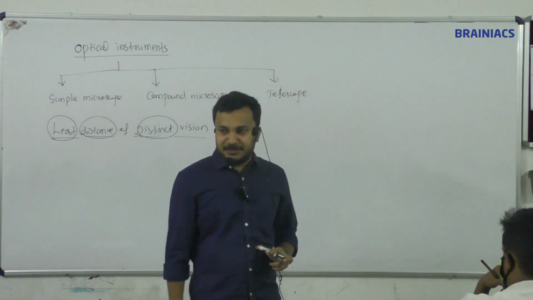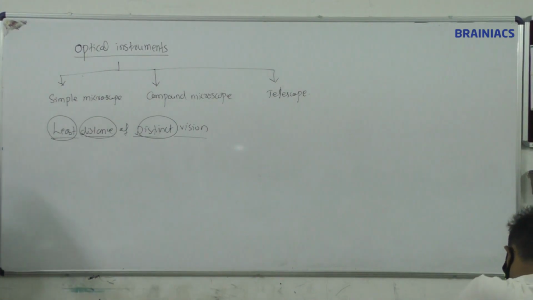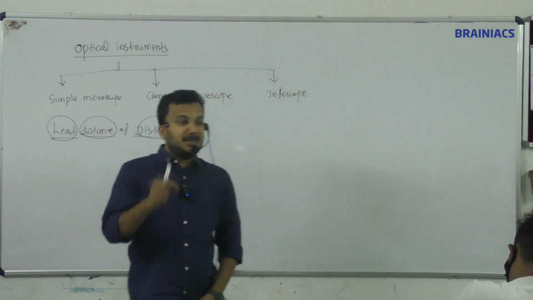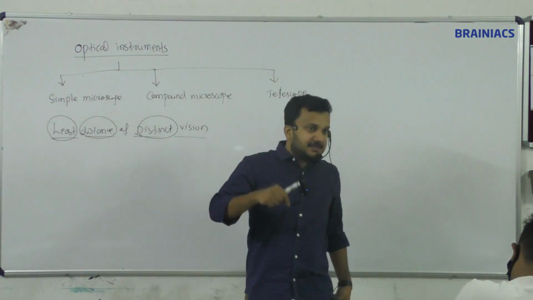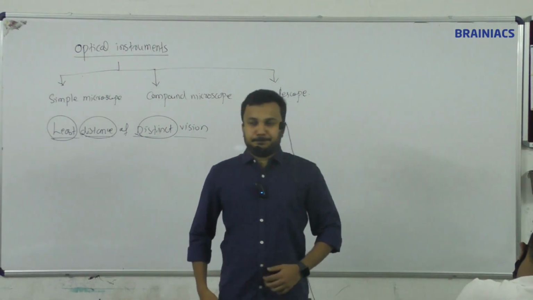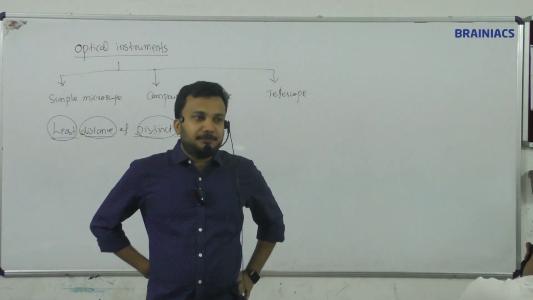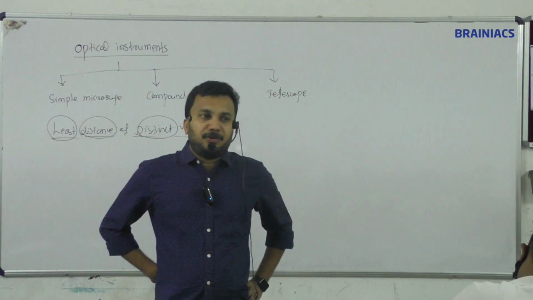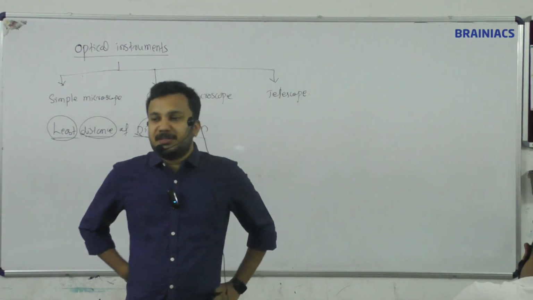Okay, so we'll write the definition. It is the minimum distance from the eye so that we can see the object clearly. For a normal eye, capital D is equal to 25 centimeter.